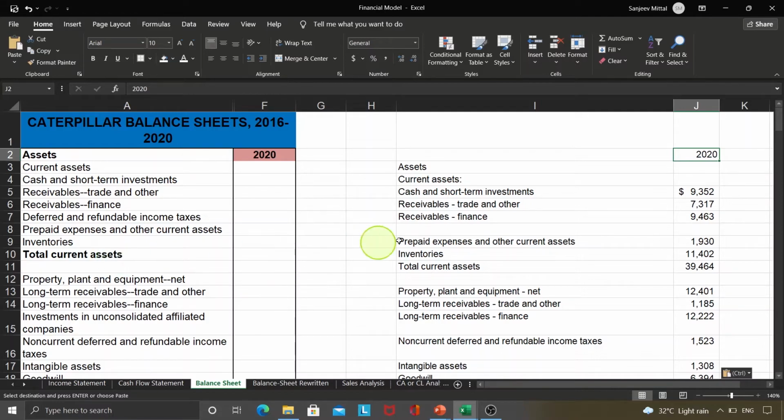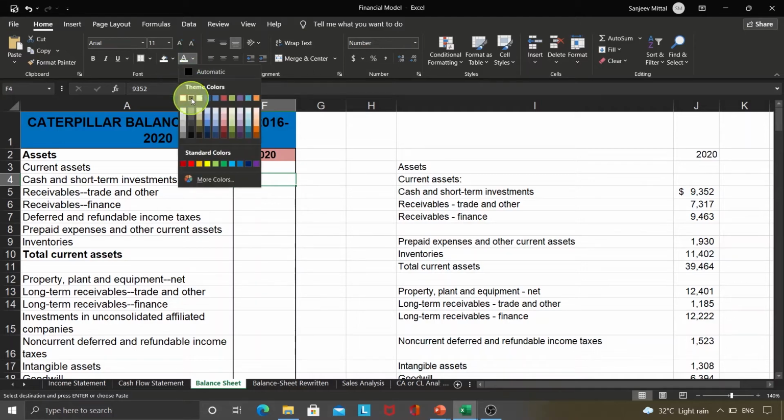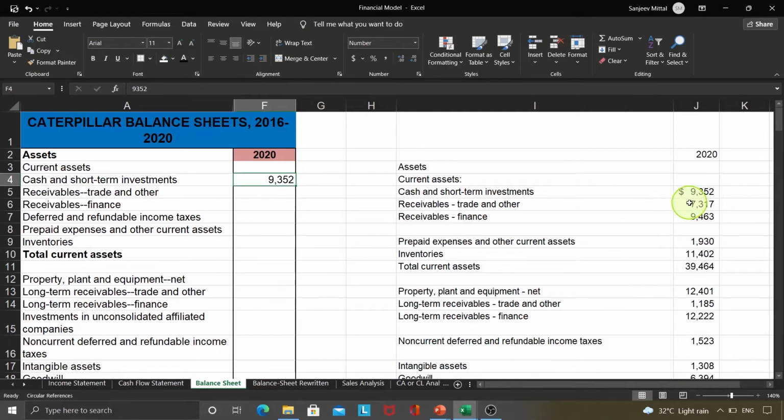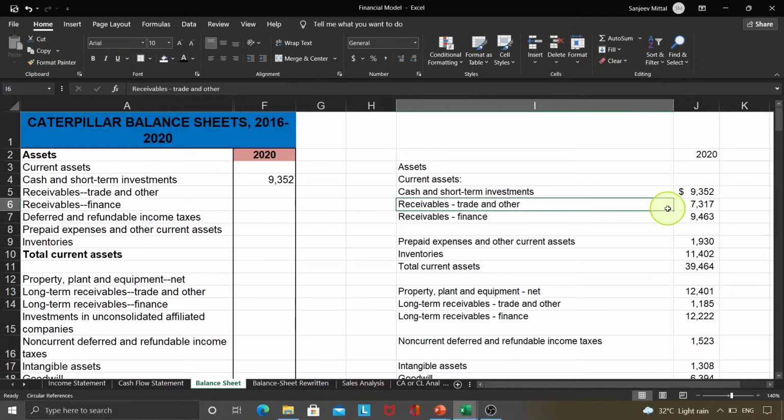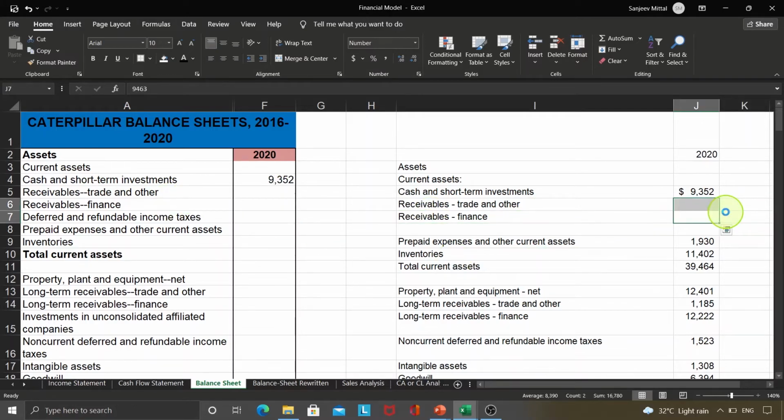So if you see, initially it's the cash and short-term investments of 9,352. I will show cash and short-term investment of 9,052 as you can see here. And in a similar manner, I can show the trade receivables, and for the trade receivables, there are two categories. One is trade and others, and another is finance receivables. And inside our format also, you can see these two columns are there. So I can simply show these two numbers also. And as you can see, our receivables have been shown here.